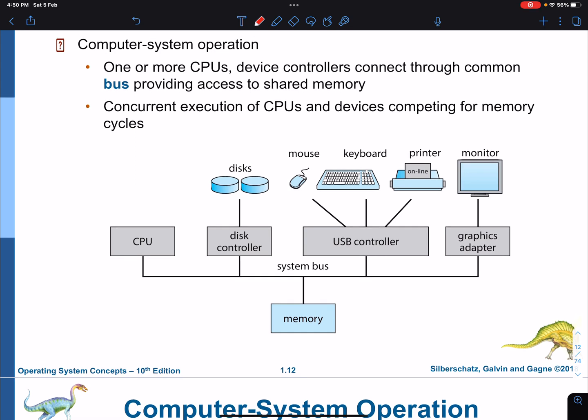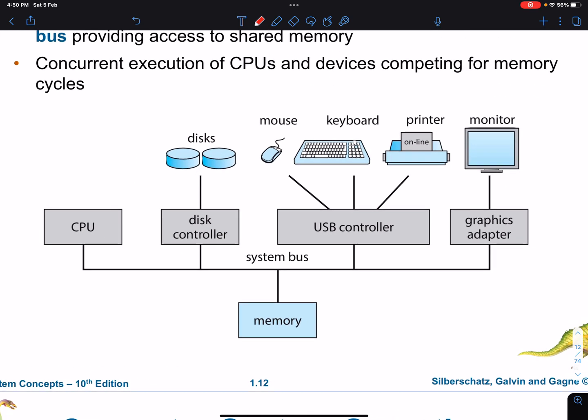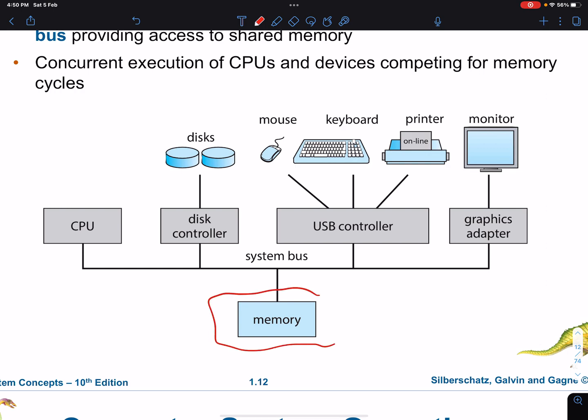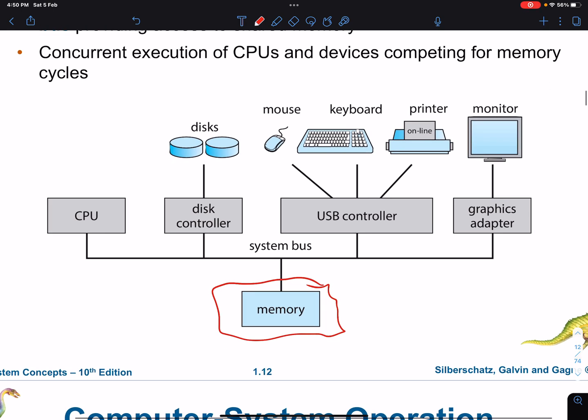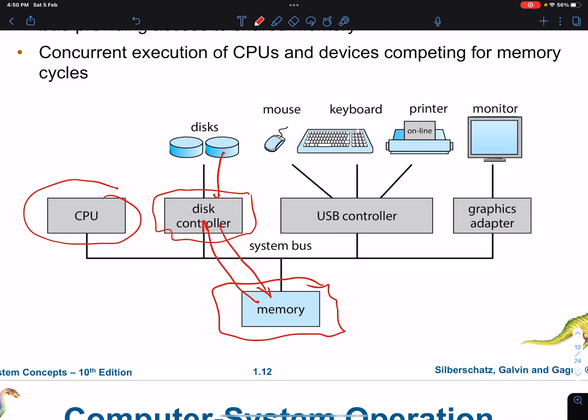So here is a diagram. Here you have the memory, the hardware. This memory is being shared by all components. The CPU uses memory, of course. Disk controllers use memory too. How? If you want to read from the disk, they get the information you need from the disk and put it into memory. Why? In order for you to see it or use it.